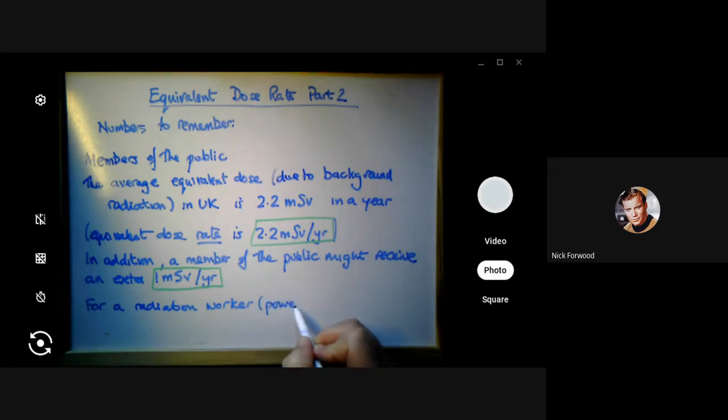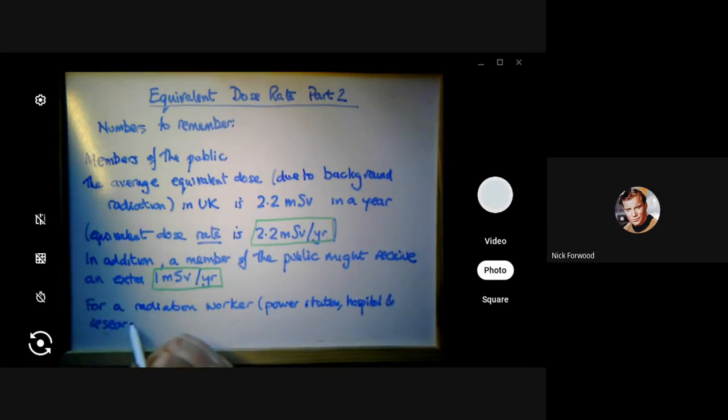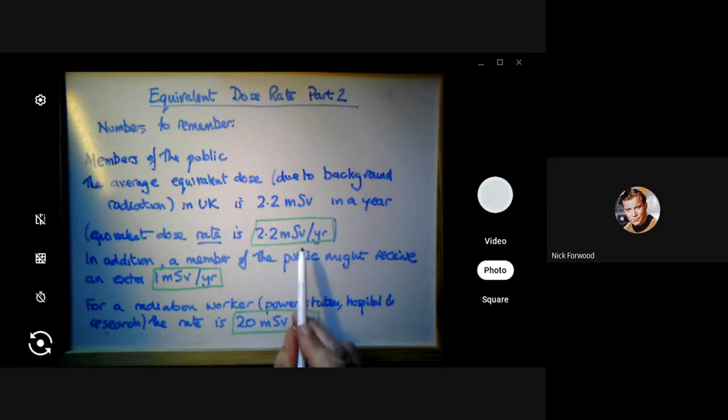Somebody in a power station, in a hospital, because you're working with it all the time if you're involved in giving people x-rays or radiotherapy. So hospital and research, specifically with radioactivity, is 20 millisieverts per year. So these are the three numbers you need to remember. Anybody just walking down the street who never goes near a hospital or a dentist, 2.2.